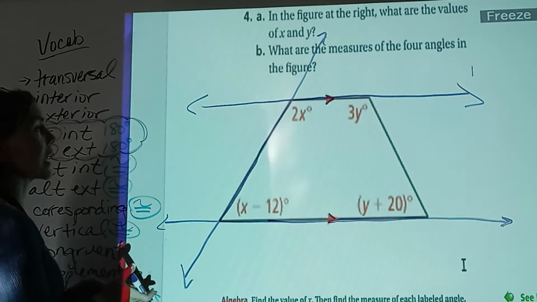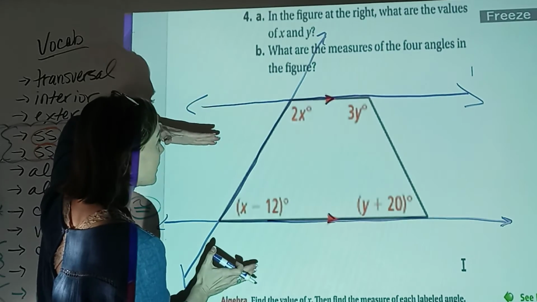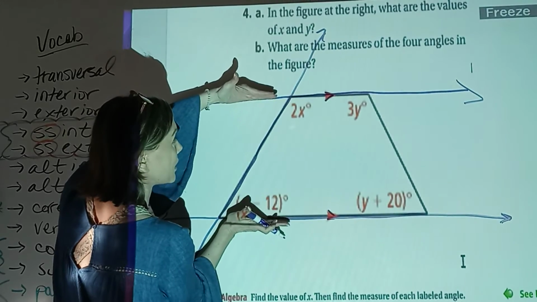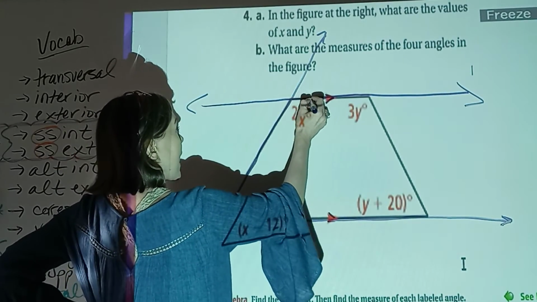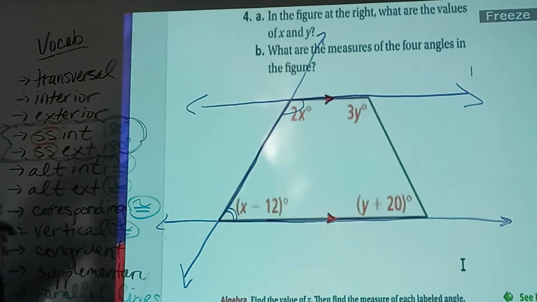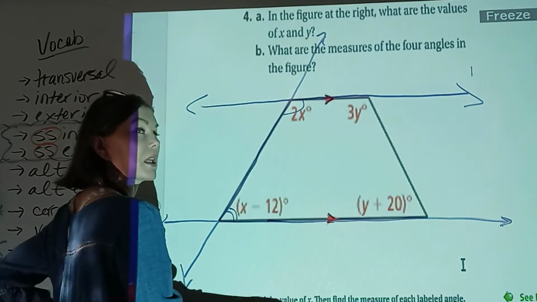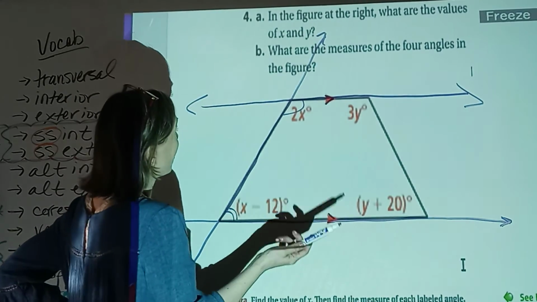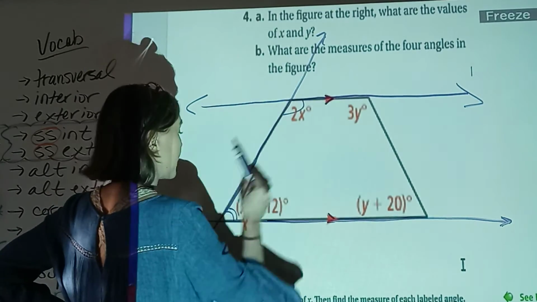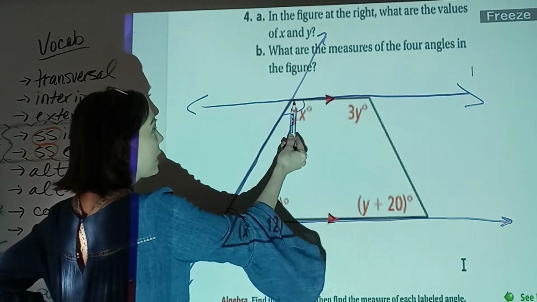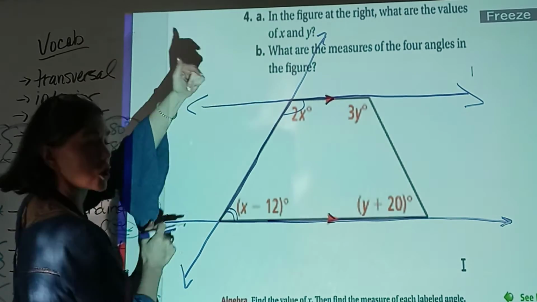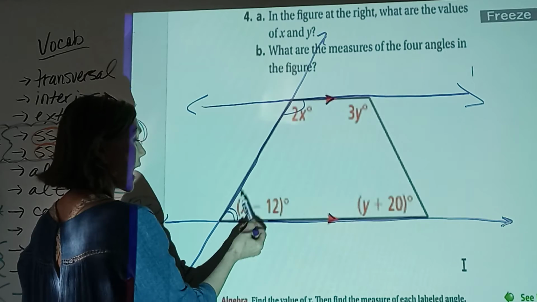So now that we've darkened it in, even though this was a trapezoid first, now we have 2 parallel lines cut by a transversal, and we can look at this angle and this angle, because as you can see, we have the variable x and the variable x on this side. It says, what are the values of x and y? Well, now that we have 2 parallel lines cut by this transversal, what kind of angles are these? They are on the same side and they're inside the 2 parallel lines. So these are same side interior.